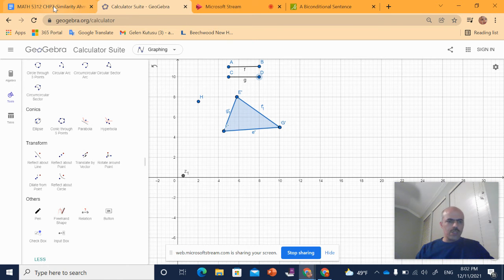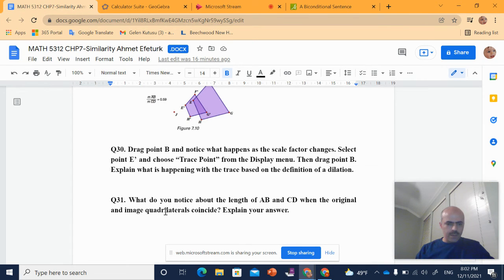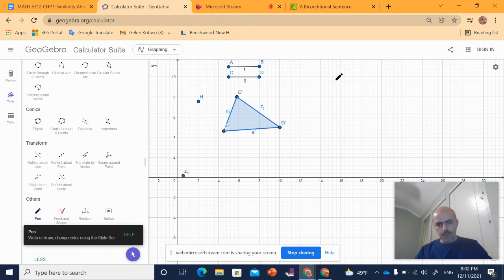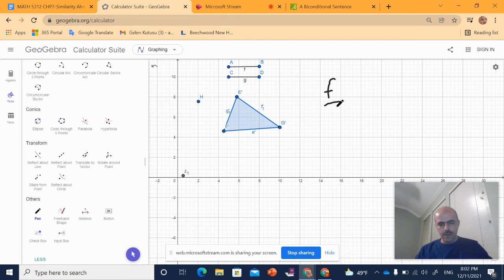Question number 31 was telling that the image and the pre-image coincide only when the ratio of the pre-image side and the image side is the same. It is only possible when f and g are equal to each other. It means f over g equals 1, so f equals g. Only if f equals g will they coincide.